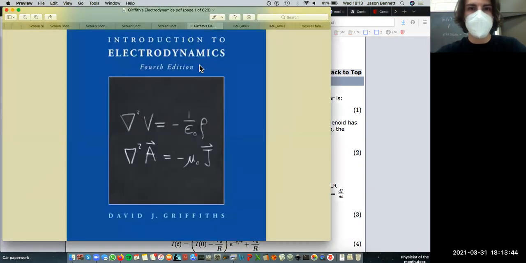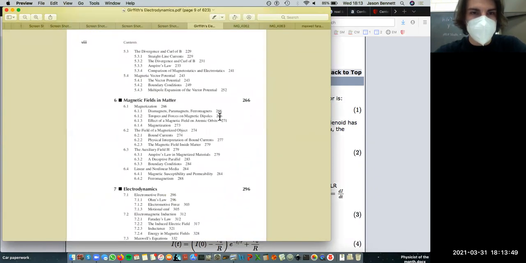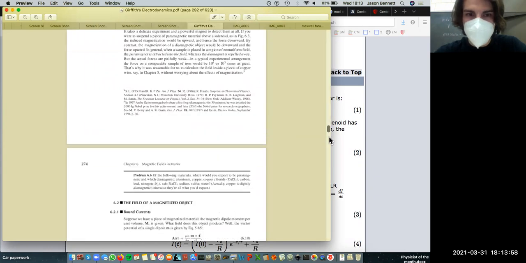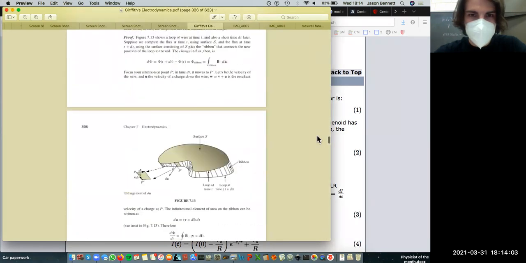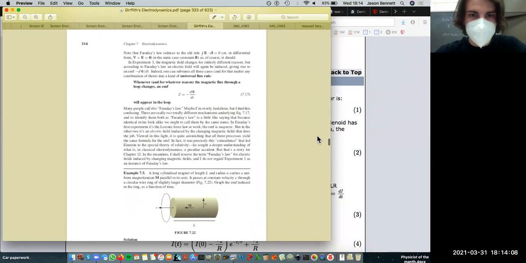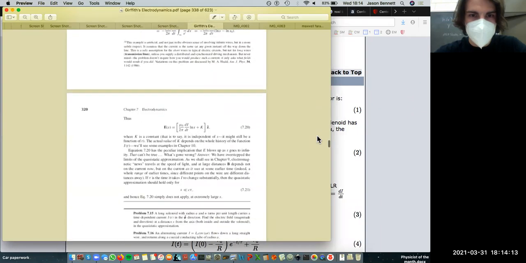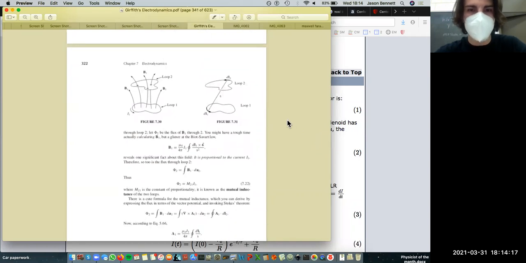If I take, oh, of course I'm not on the right page. One second. This is a pretty good book on electromagnetism, and I'm not at the right page. Here it is. Okay.